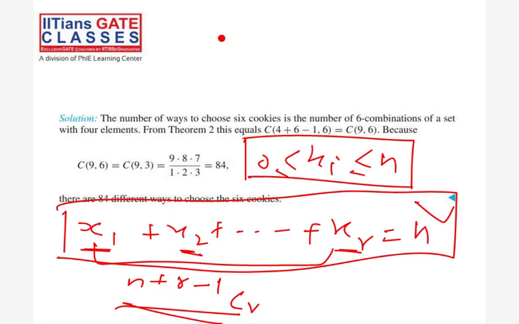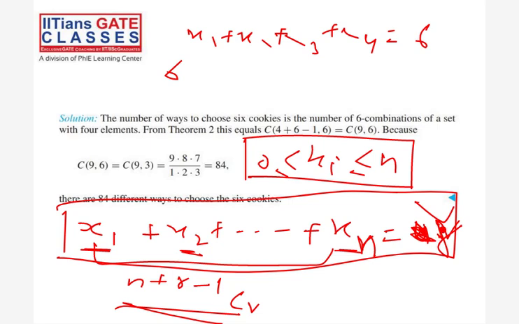So this is what you have done in our example, x1 plus x2 plus x3 plus x4 is equal to 6. Okay, actually this is r, because we want to make r combination. So this is r and this is n. We want to make r combination, so the summation must be equal to r, and this is n. So this is the formula, n plus r minus 1 c r. So similarly here you can see this is r.